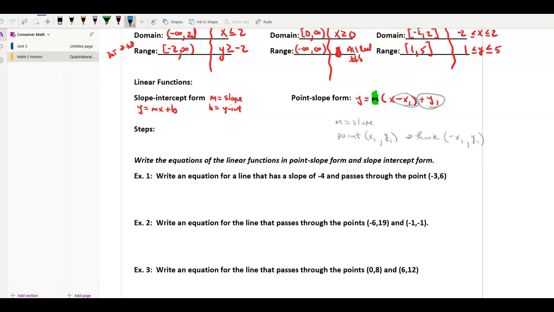So the first step we do, right, is we always find the slope. And then we write it in point slope form. Once we do that, we can write it in, what would that be, slope intercept form. Okay, so this is a review of things you did last year.